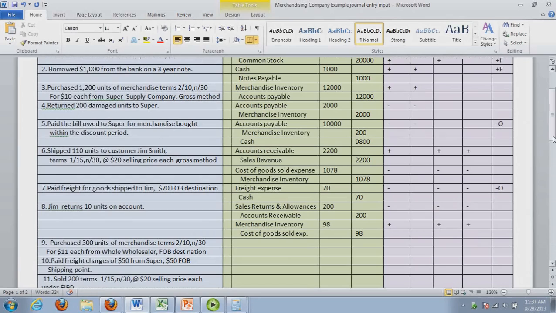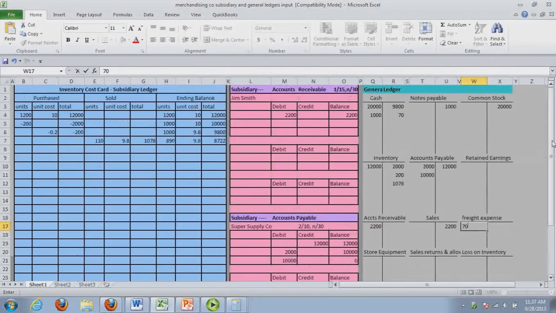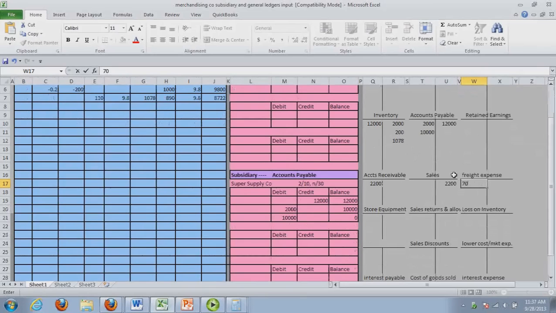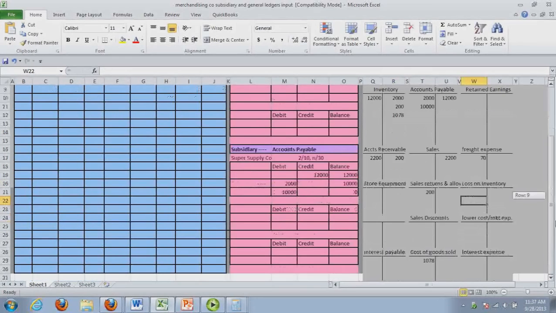So we've got to go back to the subsidiary ledger and do all of that. Let's do the general ledger first. So sales returns and allowances is going down by 200. Accounts receivable is also going down by 200. And cost of goods sold, we just figured out we need to reduce that by $98. And inventory is being increased by 98. Okay, so we got the general ledger done.